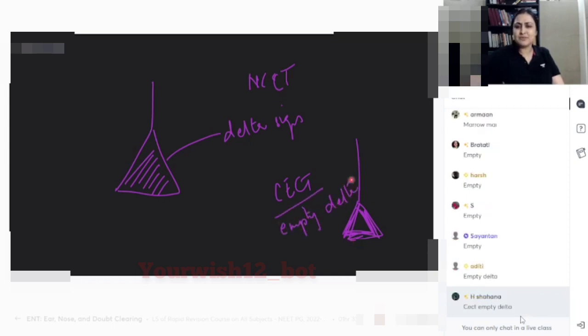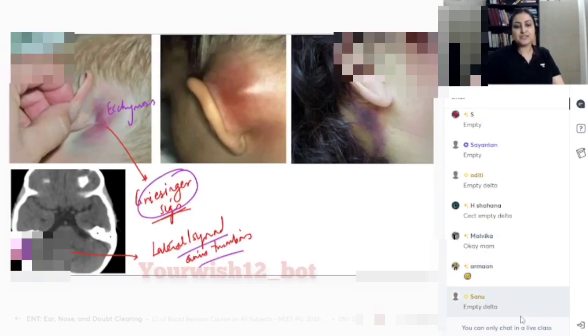ठीक है, ये मैंने टॉप 100 इमेज में भी दिखाया शायद. This is empty delta sign. Got it? So remember this is your superior sagittal, whereas ये जो जहाँ पे आपको ये पेट्रस एपेक्स मिल रहा है इसके पास जो है, this is your sigmoid sinus, and this Greisinger is sigmoid sinus thrombosis, not superior sagittal sinus thrombosis.